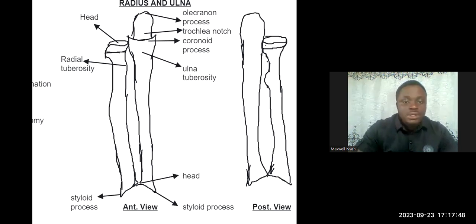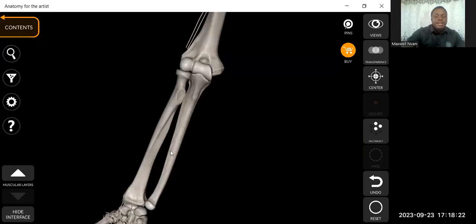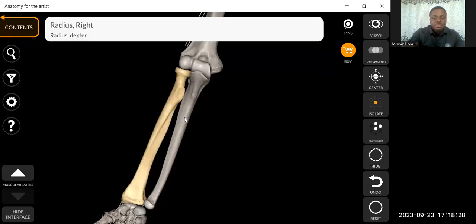So starting with the radius, I'm going to share my screen now so that we can describe this bone. I believe you can see my screen, right? This is the forearm; between the elbow and the wrist joint is your forearm. Now, I said the lateral bone is the radius, and the medial bone is the ulna.